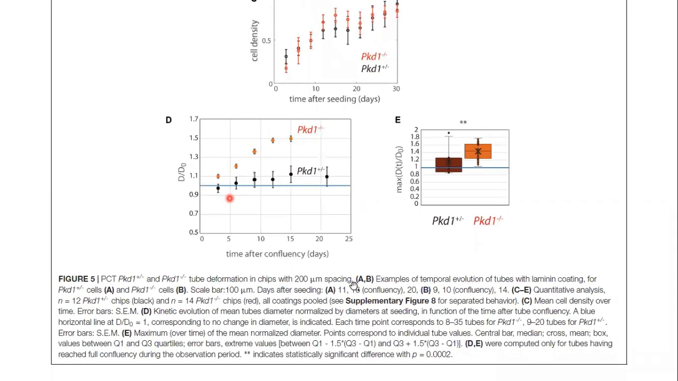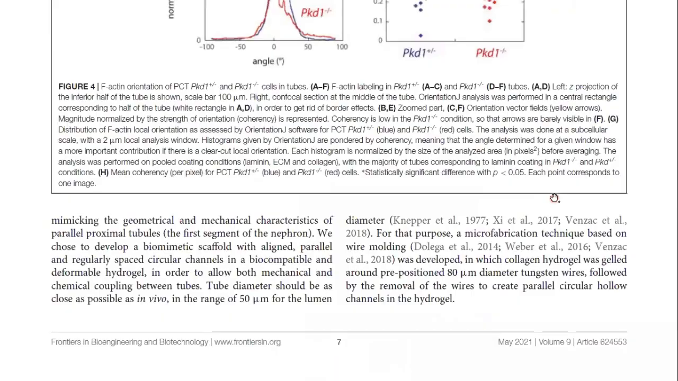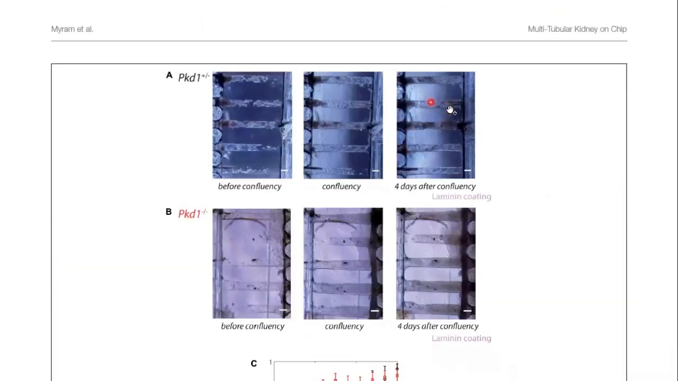physiopathological mechanisms of ADPKD. They first observed that the tubes were nicely colonized by different renal cells with a long-term survival. Here we can see that the tubes were nicely colonized in both models, using PKD1 positive and PKD1 negative cell lines.